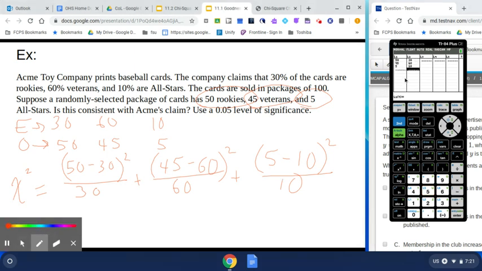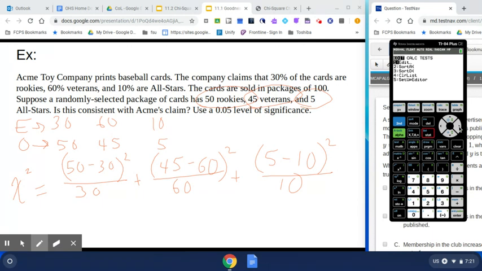Okay, I went ahead and put those observed values in list 1 and the expecteds in list 2. I'm going to go to Stat, over to Tests, and I'm looking for, again, the chi-squared GOF, goodness of fit test. The calculator is just going to remind me, make sure your observed values are in list 1, your expecteds are in list 2. I do have to put in the degrees of freedom, which remember we said earlier was 3 categories minus 1, or 2, and then calculate.